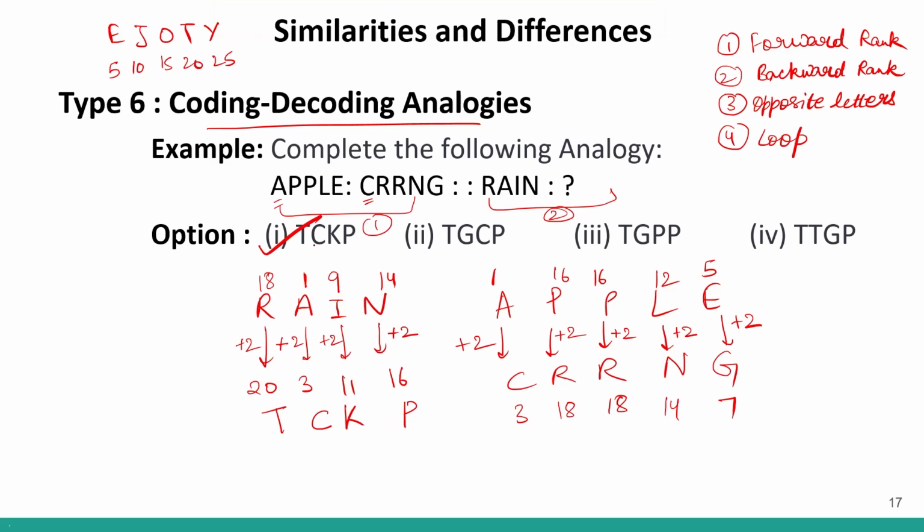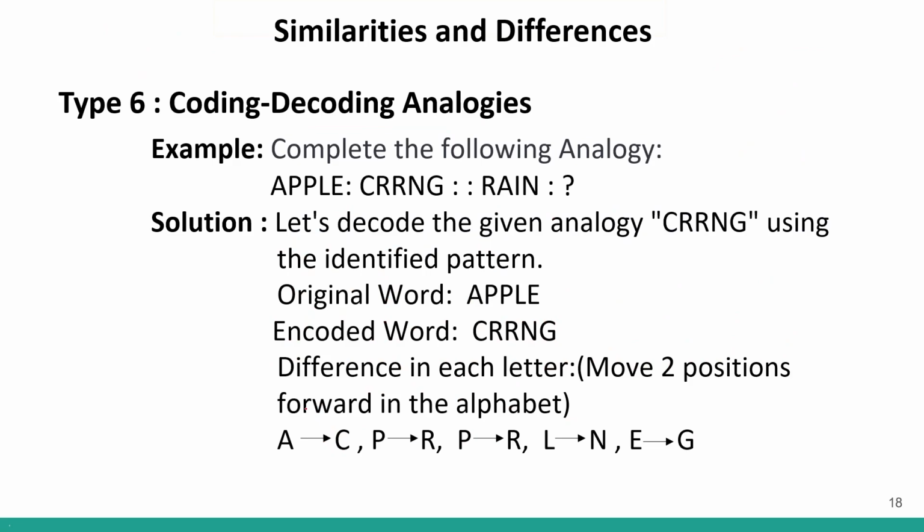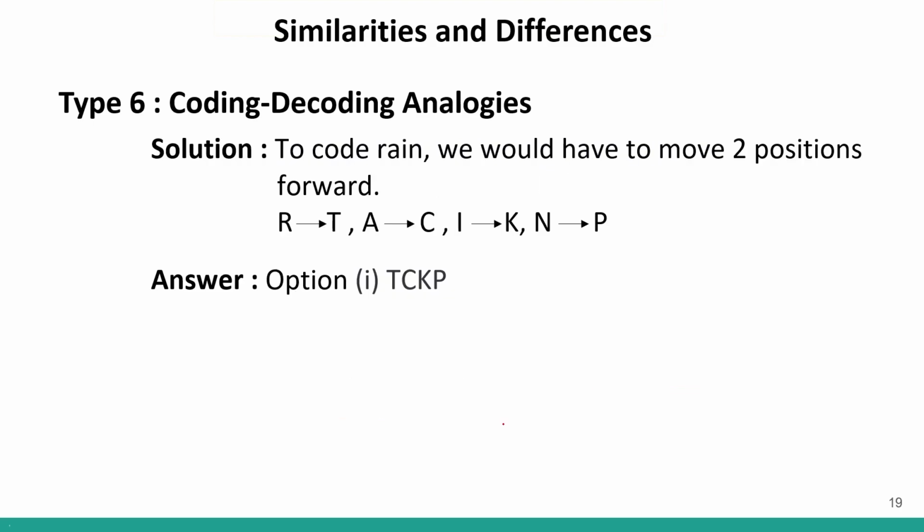So what we did, again, we followed two steps. First, we identified the logic that is used in pair 1. So in pair 1, this logic was used. Then we applied the same logic to pair 2, rain, which was to get this code, TCKP. Okay, so this is how you solve questions for coding-decoding analogies. So here it is going 2 positions forward in the alphabet. This is the solution. Answer will be TCKP.